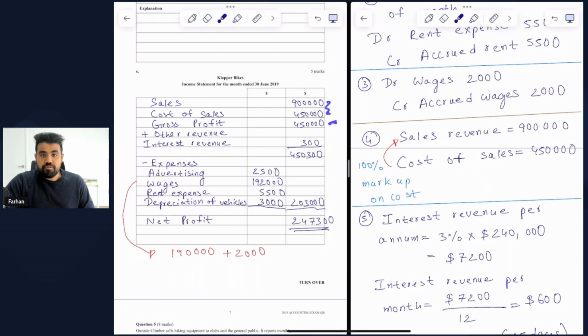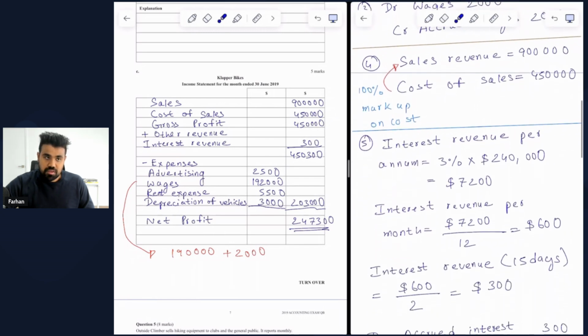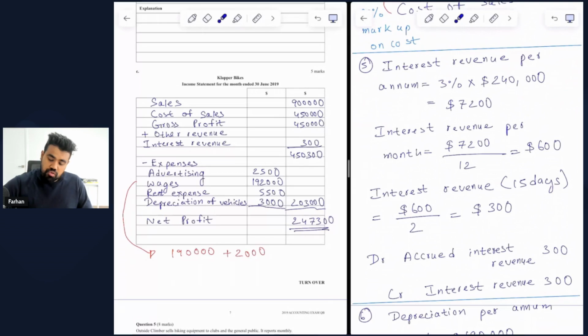Then with the gross profit, we always add any other income or other revenue that we have. In this case, the only other income was relevant to the term deposit that the business has made, and in return, the business receives some interest. So the interest revenue of 300 for 15 days that we had calculated is the other revenue, and that is what we have included here. Once you add the interest revenue to the gross profit, you get $450,300. We do not have anything else in terms of revenue to include, so we are jumping straight to expenses.